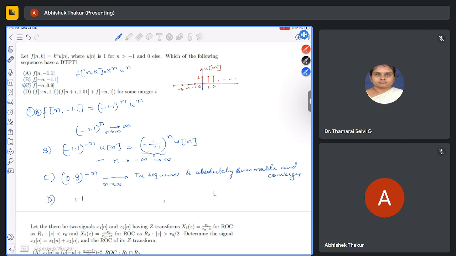I will check for option D. So again it is 1.1 to the power of minus n into 1.01 to the power of n plus 1 to the power of minus n. So here this will also explode and this is not a correct option. So option C is the correct answer for this question.